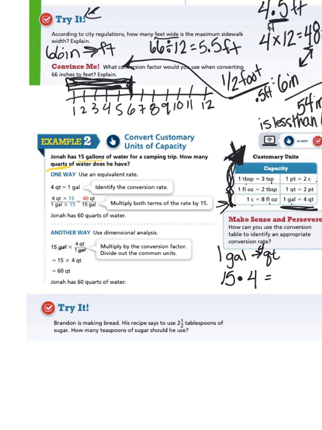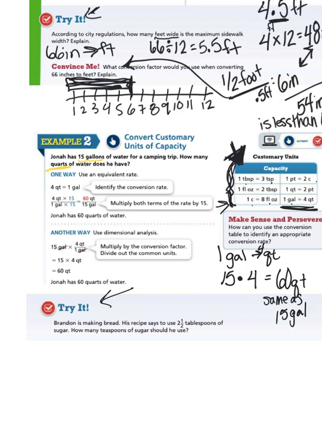Well, what is 15 times 4? That's right, 60 quarts. 60 quarts is the same as 15 gallons. All right, so you have to look at the thing and see what you're talking about. So let's try this one. Pause the video and try it.